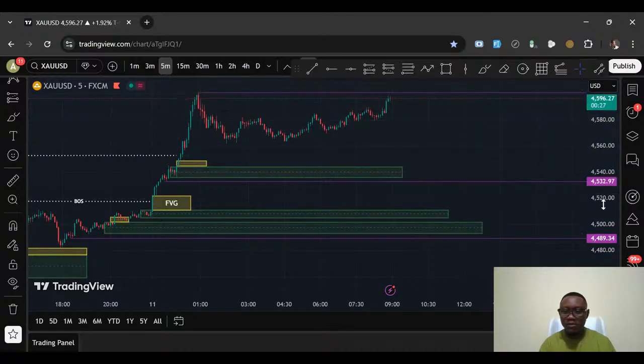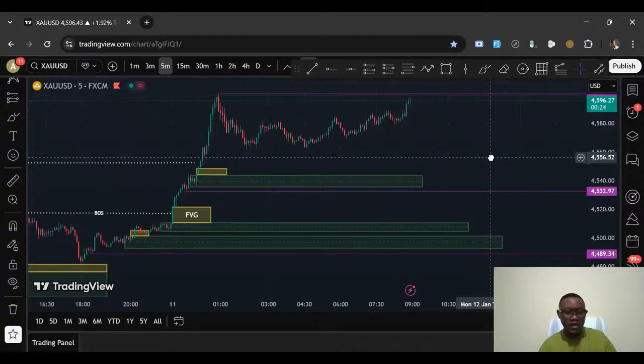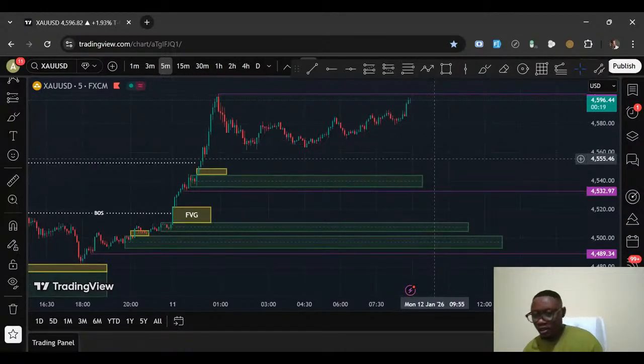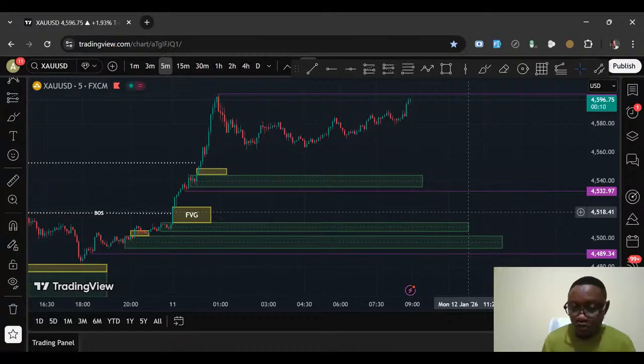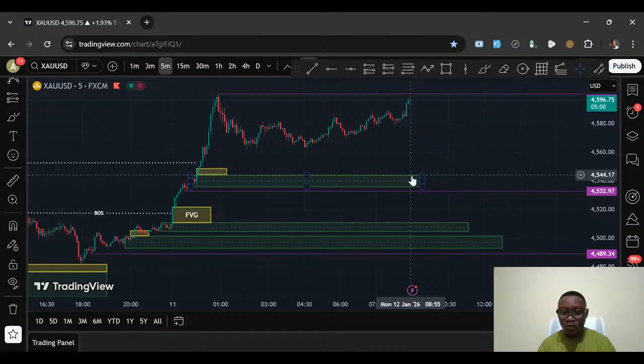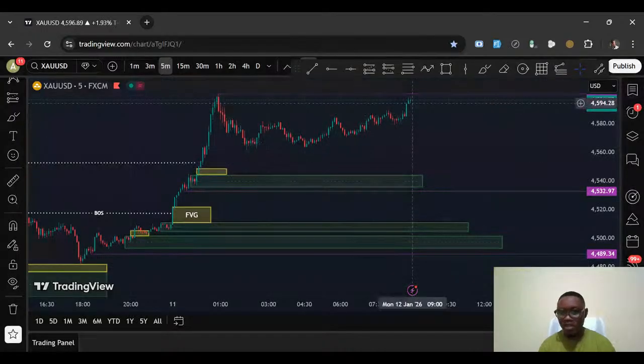Now on the 5 minute time frame, this is where patience separates professionals from gamblers, right? It's all about being patient. You wait for price to come to your zone. You wait for price to come into your point of interest, right?